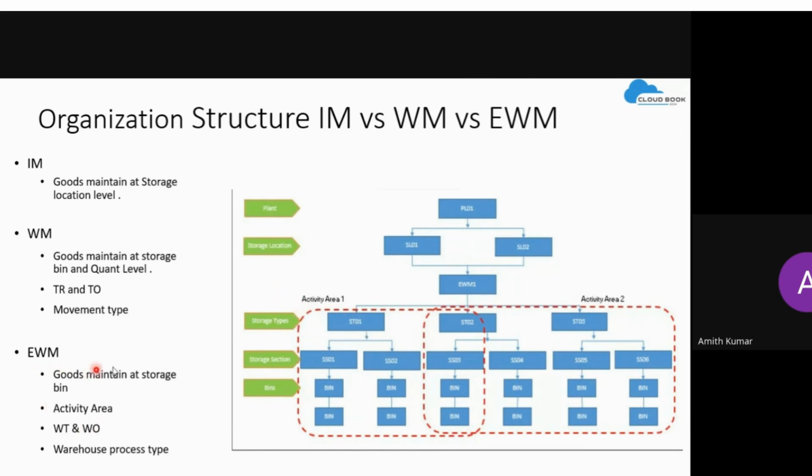So in EWM also, we will have the plant, storage locations, and warehouse. From SAP point of view, we will also have storage types, right? As we discussed, the pallet storage or the bulk storage or the shelf storage. Then we will also have the bins, right? But there are some additional features in EWM such as activity areas, which was not there in WM, right?